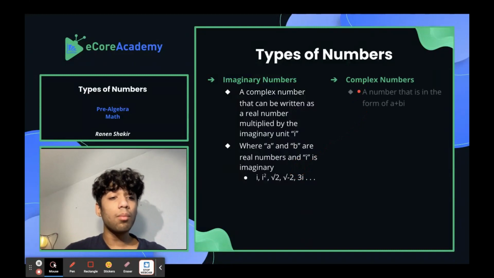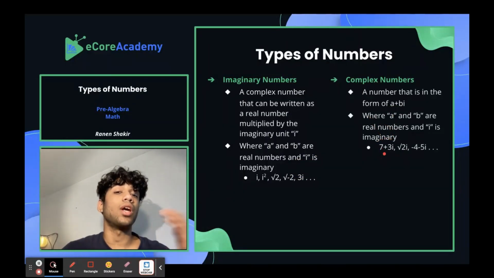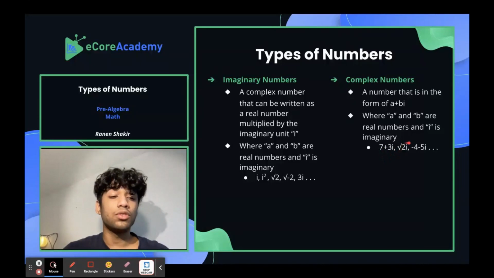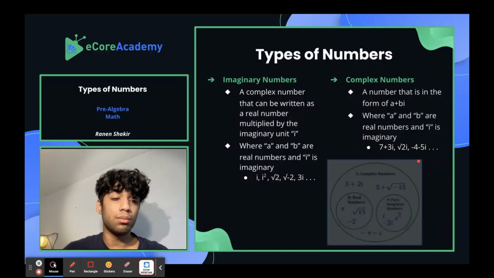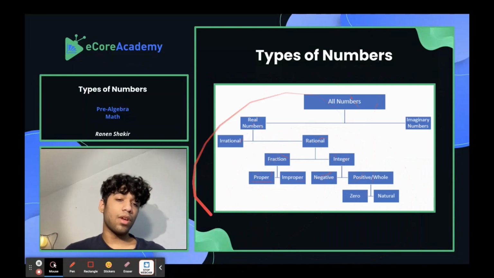A complex number is a number that is written in the form a plus bi, where a and b are real numbers and i is imaginary. So 7 plus 3i would be a complex number because the 7 is the a, the 3 is the b, and the i is the imaginary, making it a complex number. The square root of 2i, -4 minus 4i. These are examples of a and b. The a would be the first value, the b would be the one attached to the i, and the i is the imaginary number. So you can see how complex numbers are different from real numbers, and they don't fall in the same category since they follow a different set of rules. So now let's go over this big family tree we talked about at the beginning.